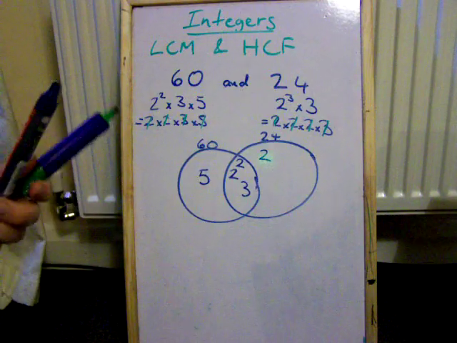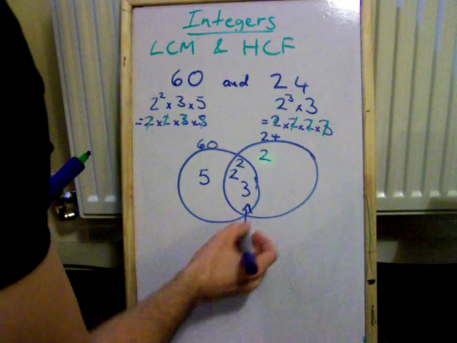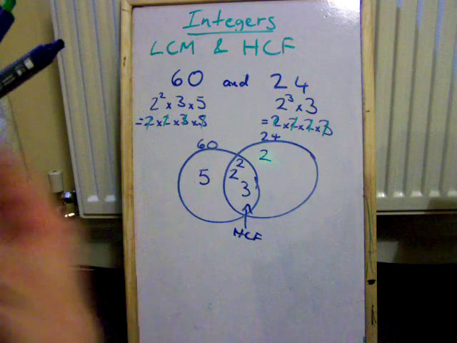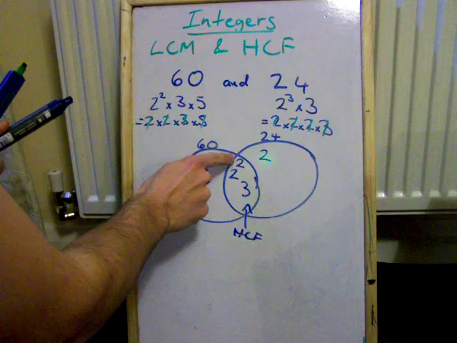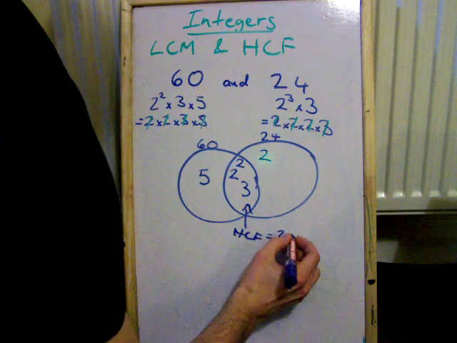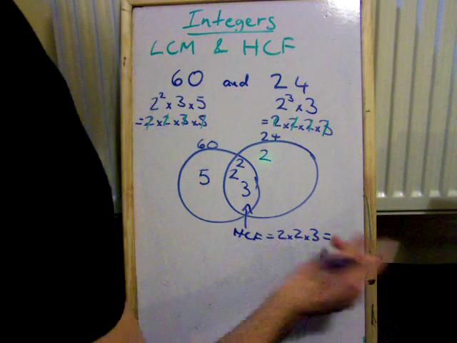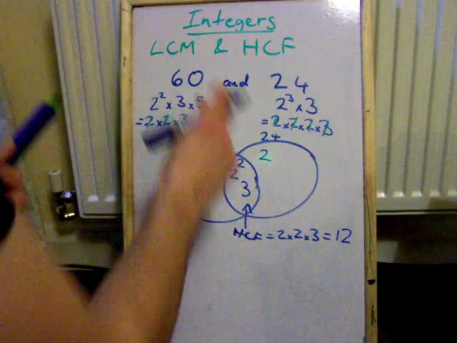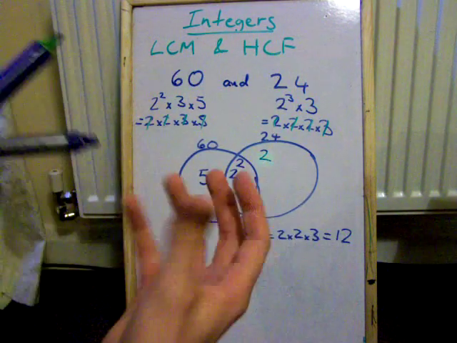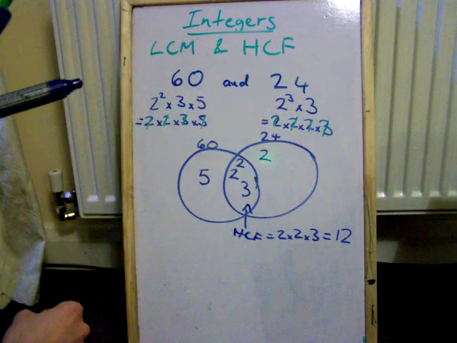Then your highest common factor is going to be made up of all the common factors multiplied together. So in this case it's going to be 2 times 2 times 3. 4 times 3 is 12. So the highest common factor of 60 and 24 is going to be 12. That means that the highest number that divides both 60 and 24 is 12, given by where these circles overlap.